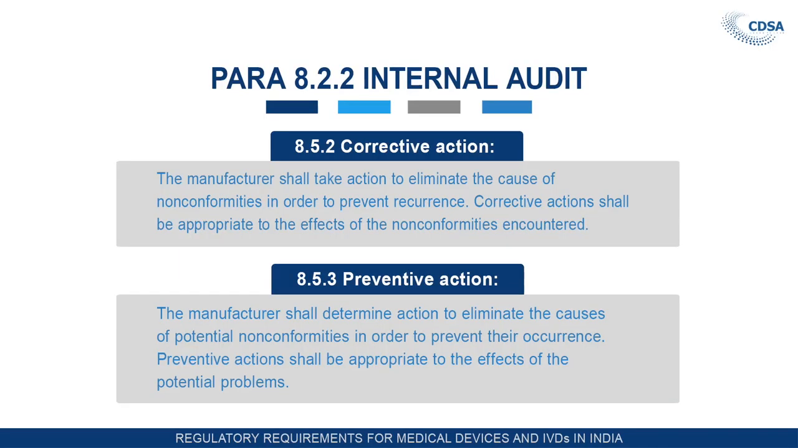Corrective action. Manufacturers shall take action to eliminate the cause of non-conformities in order to prevent recurrence. Corrective action shall be appropriate to the effects of the non-conformities. I explained earlier also, corrective action is simply removing the defects and recording it. Preventive action. The manufacturer shall determine action to eliminate the cause of potential non-conformities in order to prevent their occurrence. Preventive action will be appropriate to the effects of the potential problems. Preventive maintenance is one example of preventive action.